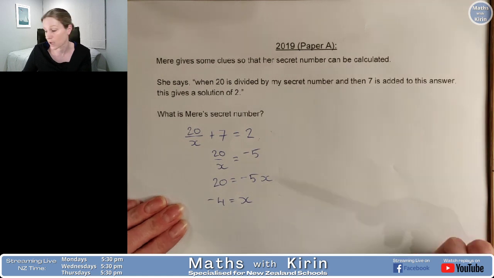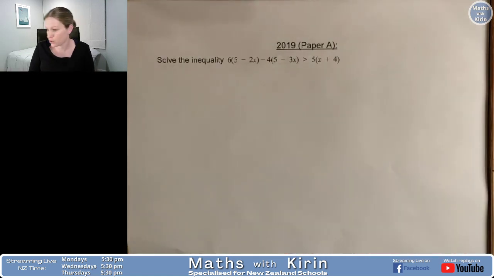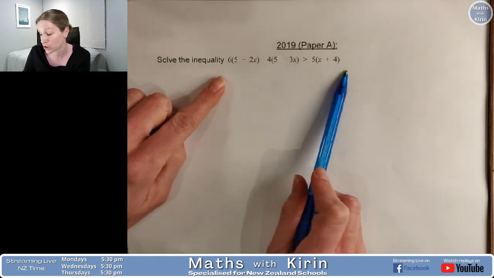achieved. Okay, third one, also from 2019. This one's an inequality, and it just simply tells us to solve the inequality. It's given us the inequality, we don't have to write it. So we can just go about solving it.